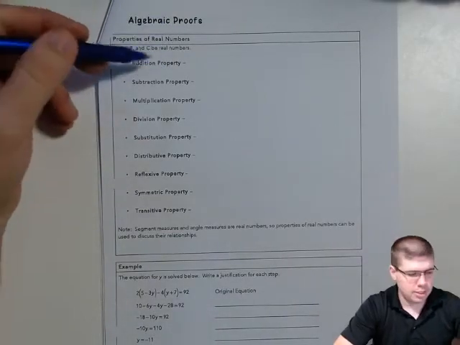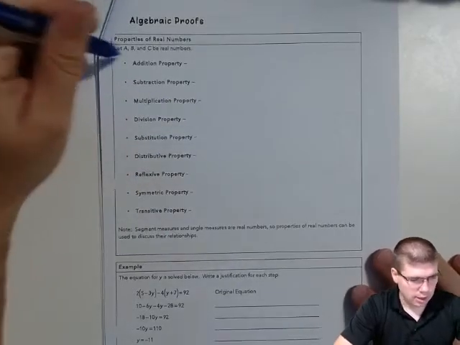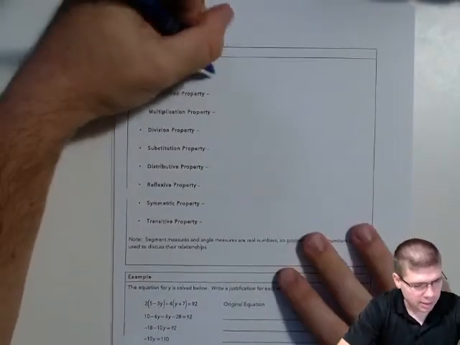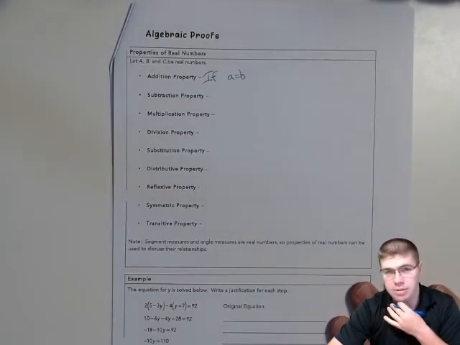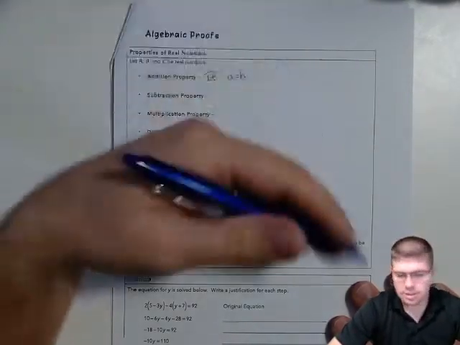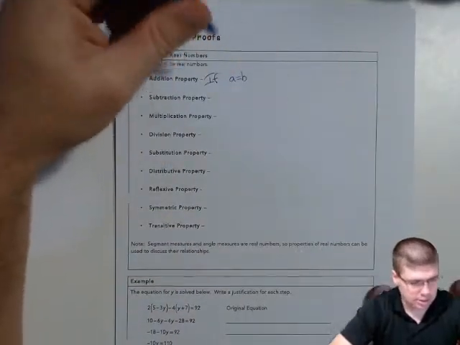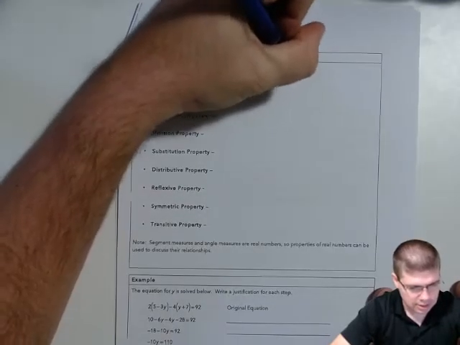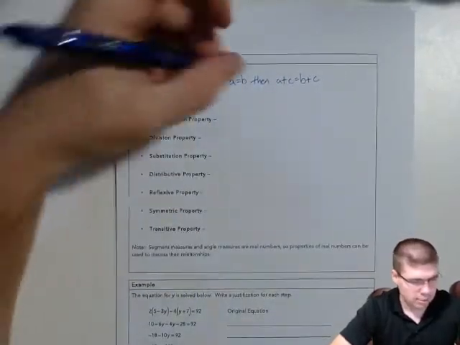Mostly we're talking about properties of equality, but they can apply to congruence in a lot of cases as well. So as long as A, B, and C are real numbers, our addition property looks like this. These are conditional statements, and we're going to string together a bunch of conditional statements using the law of syllogism to make our proofs in most cases. So if A equals B, then A plus C equals B plus C. If you have two sides of the equation equal to each other, we can add C to both sides.